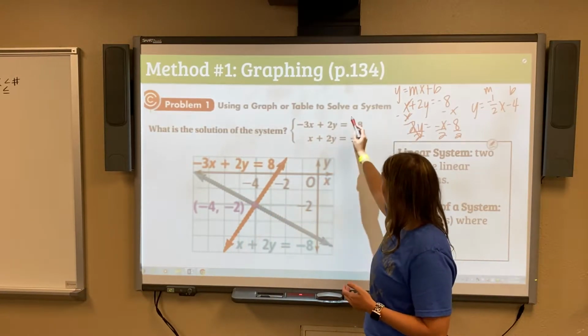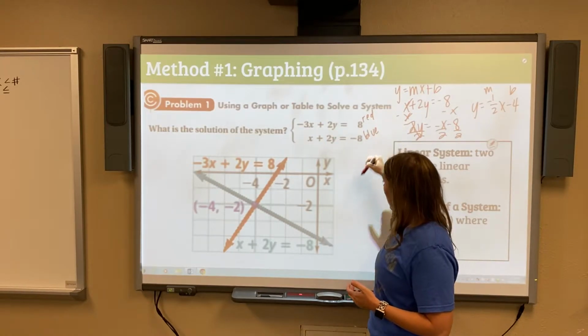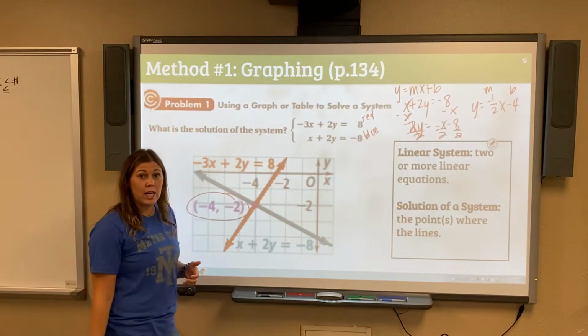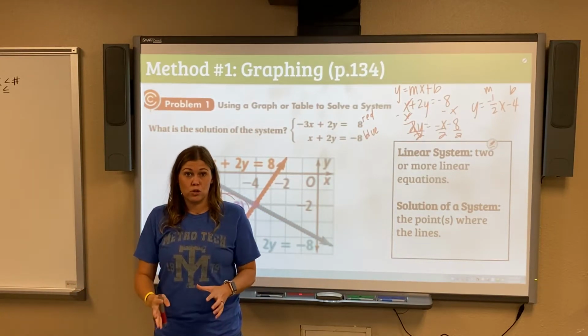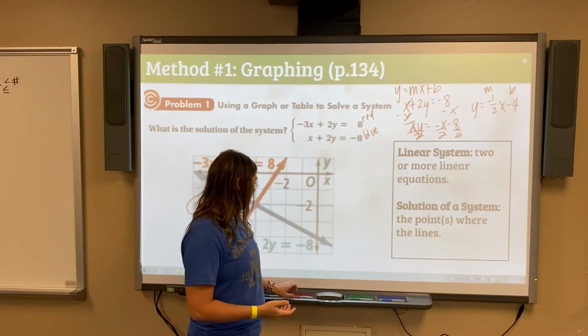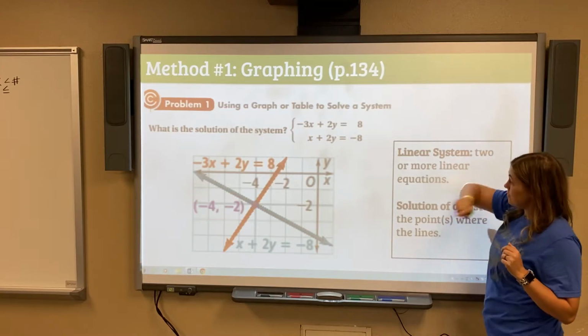Then we graph the red line, which is the top. So this is red, this is blue. Where they cross is at this point, negative 4, negative 2. So that's your solution, that's your answer. That's how you do it graphically. But they have to be in slope-intercept form.